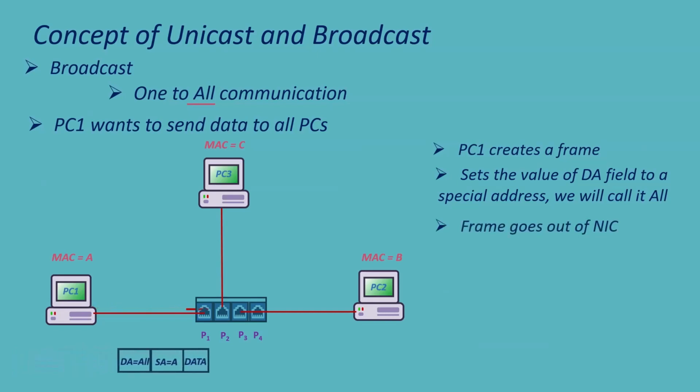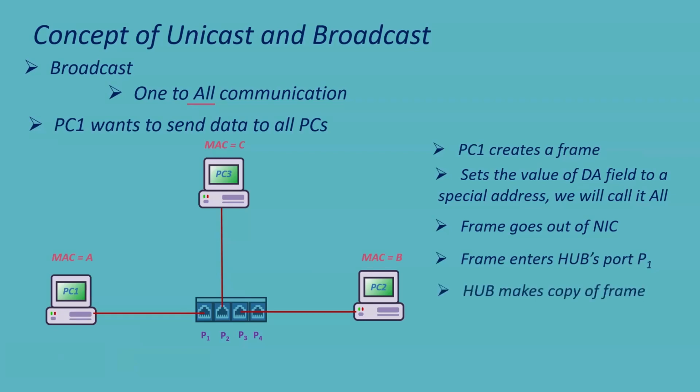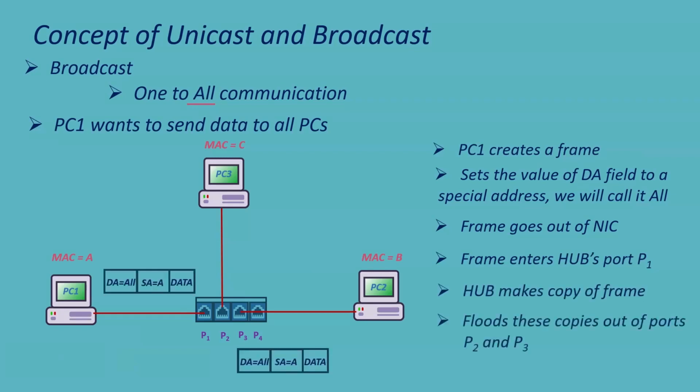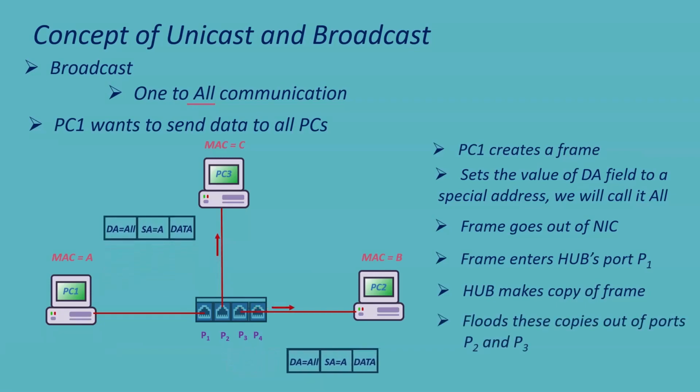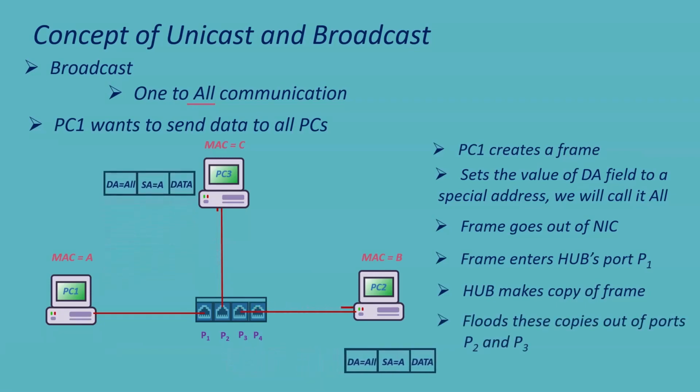And as usual, when it enters the hub, the first property that we learned about the hub was that it blindly makes copies of the frame and floods it to the other ports. So it enters port P1, and then the hub makes a copy of the frame here and here, and floods it out to ports P2 and P3. Now the frame has reached both PC3 and PC2.